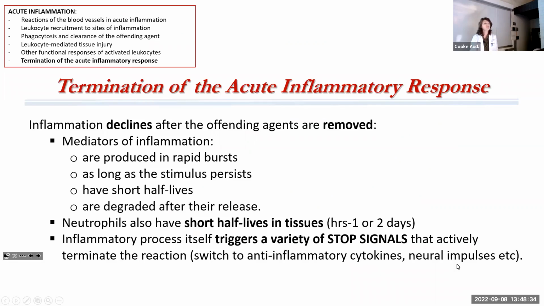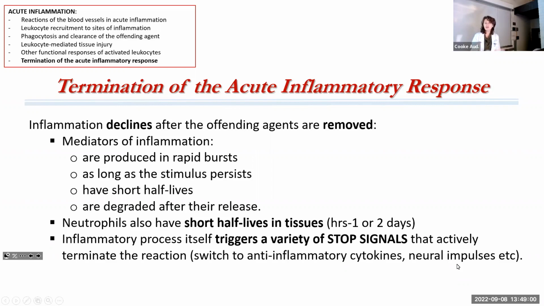And now let's talk about termination of the acute inflammatory response. It declines happily. And I mentioned before, this is a fundamentally protective reaction. It's essential for survival, but it has to stop because it has potential to destroy the host as much as the injury. So it declines after the offending agents are removed. Why? There are a few reasons.